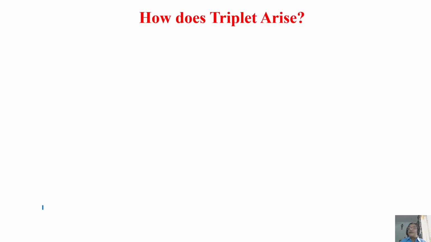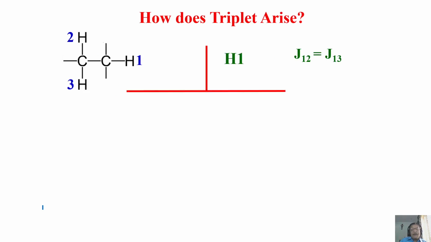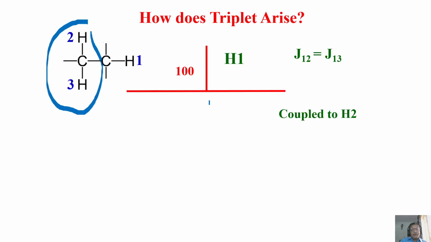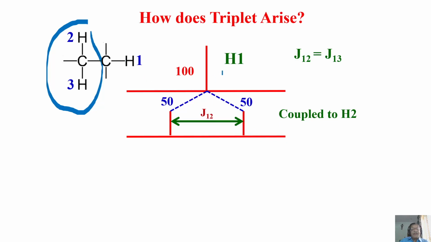How does this triplet arise is something interesting. Let us understand this now. How does the triplet come? I will start with a simple case. Without any splitting between these two, this will give a singlet. Now I will bring in the coupling to proton 2. Remember, in a family tree, it becomes a doublet of equal intensity. Now the intensity has come down by 50-50. It is 50%. The intensity is distributed between two members of the family. So the intensity became 50-50, and this coupling is J12.